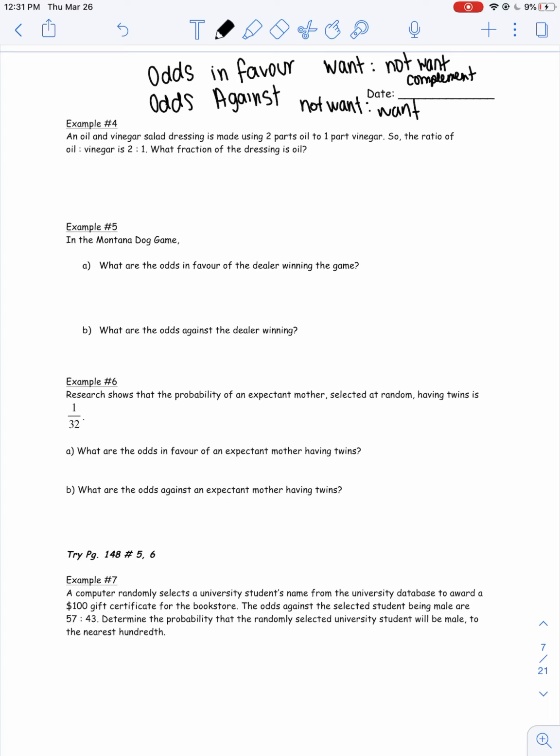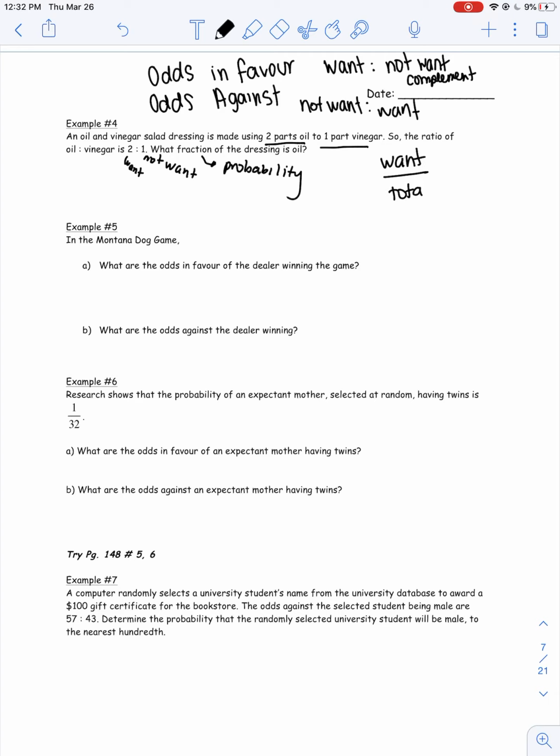So let's look at this question. An oil and vinegar salad dressing is made of 2 parts oil and 1 part vinegar. So the ratio is 2 to 1. So this is our want to not want. What fraction of the dressing is oil? This is another way of saying what is the probability.